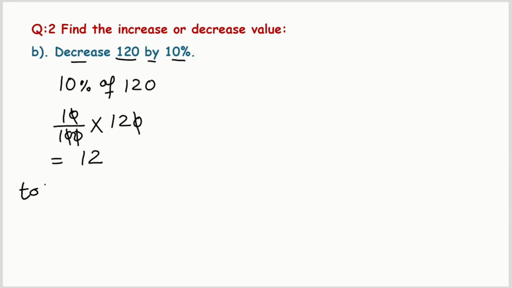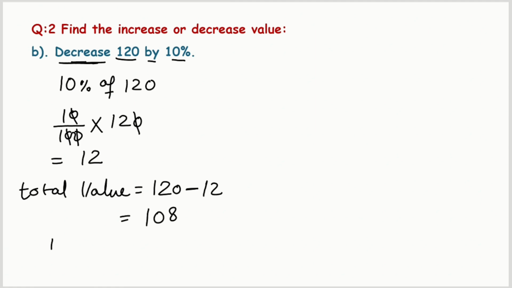Now the total value is 120 minus 12, because here we have a decrease. So here we will subtract these two values. So 120 minus 12 will give us 108. So if 120 is decreased by 10%, the value will become 108.